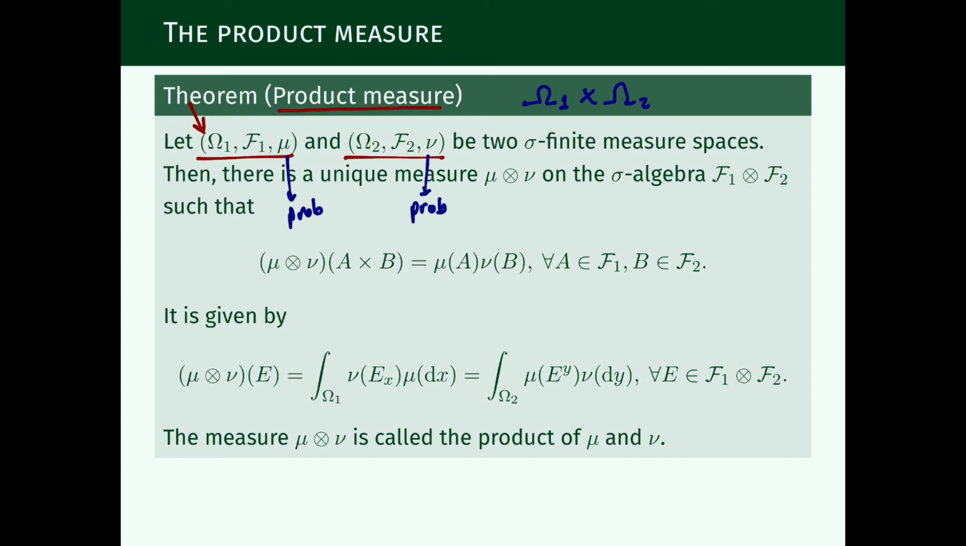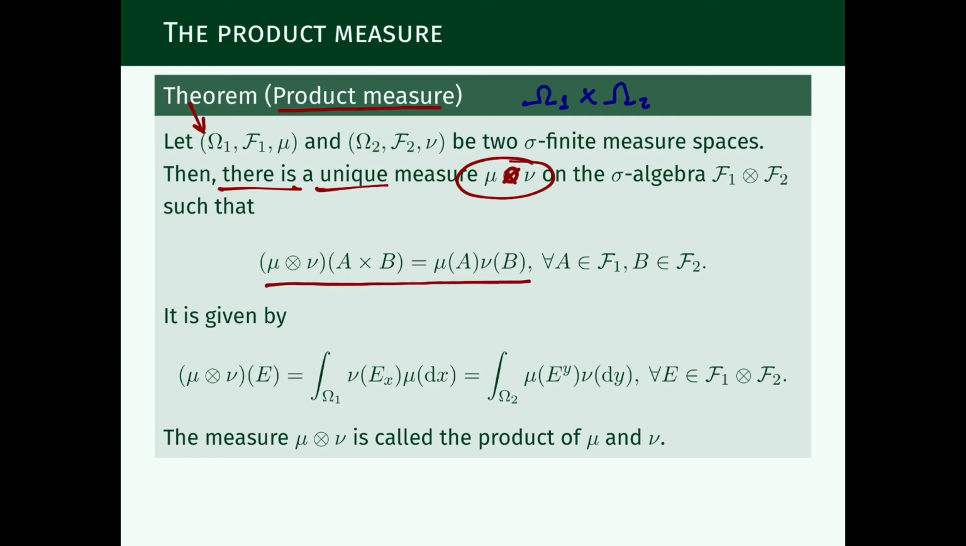So again, the main part of the theorem that will be used most often is that there exists a unique measure. So we give it a name. We denote it by this funny product here, a product with a circle around it. So it exists and is unique, a measure with this property.